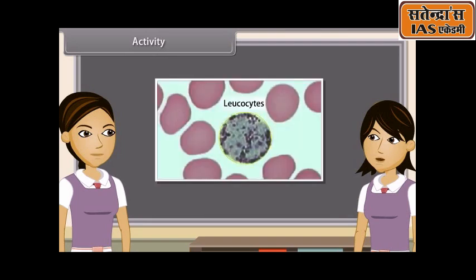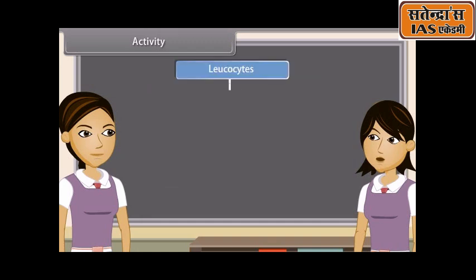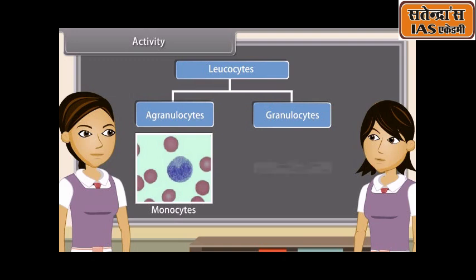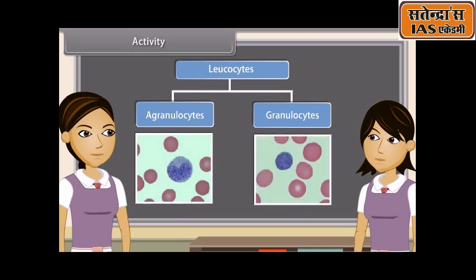Leukocytes are amoeboid, nucleated and whitish. They are larger in size but less in number. They are of 2 types, agranulocytes without granules and non-lobed nucleus. These are of 2 types, monocytes and lymphocytes.